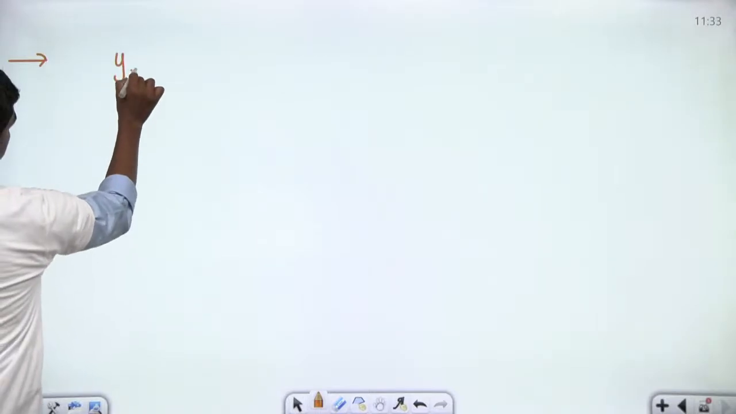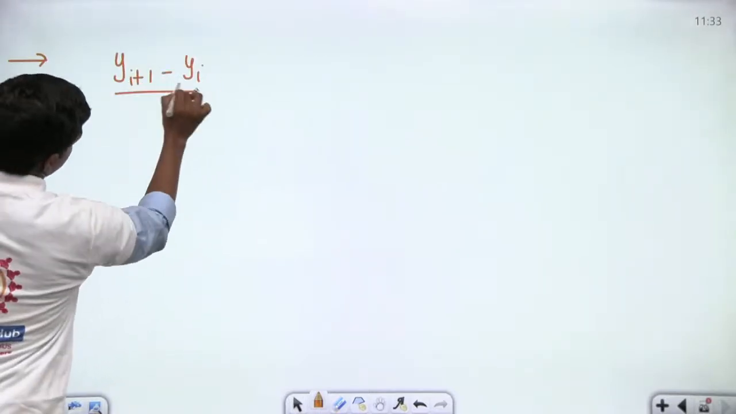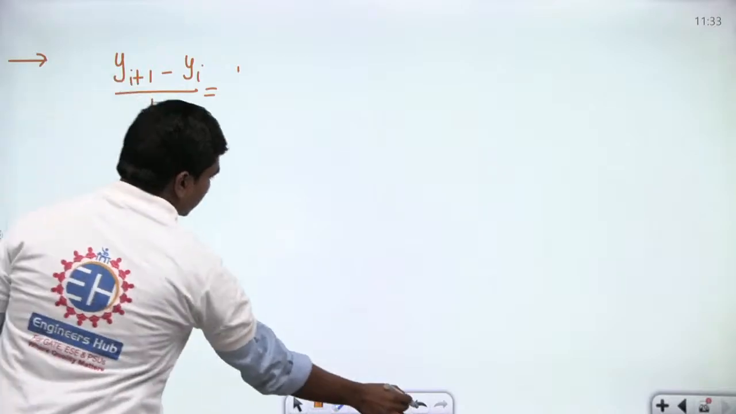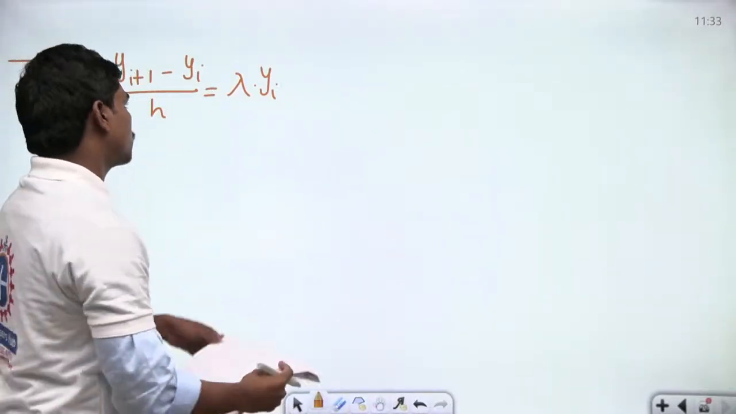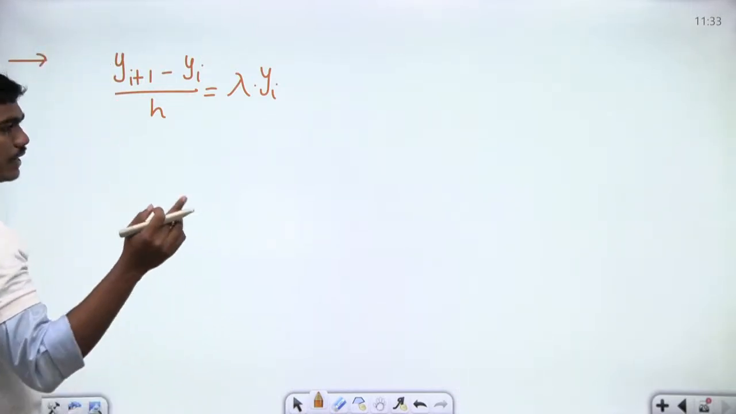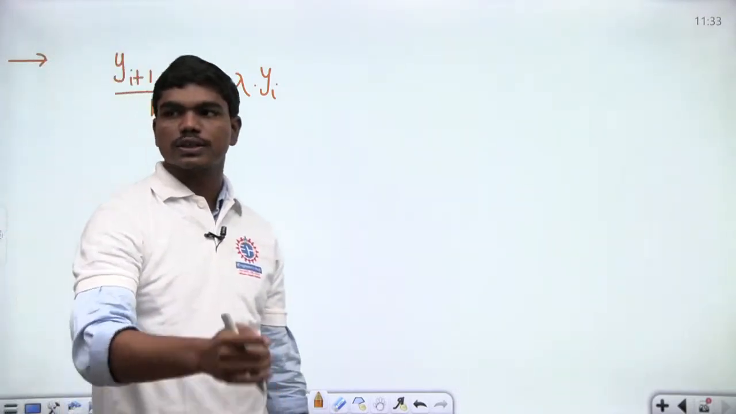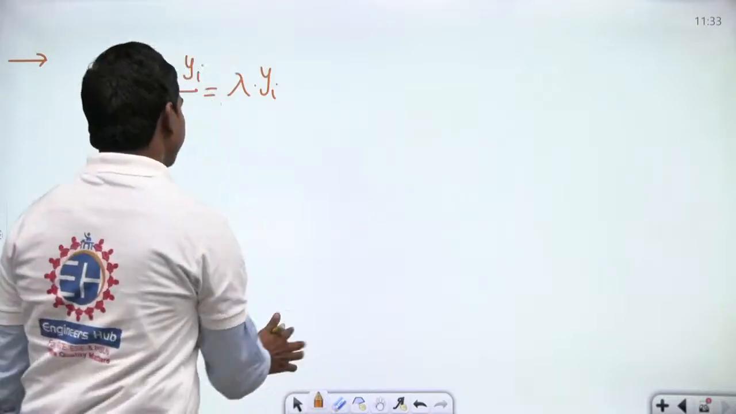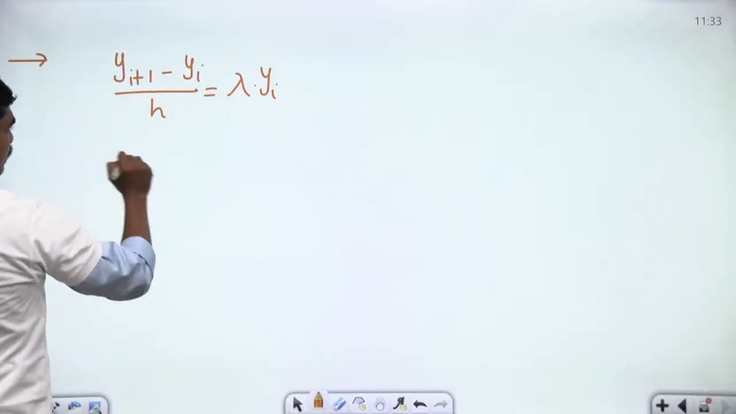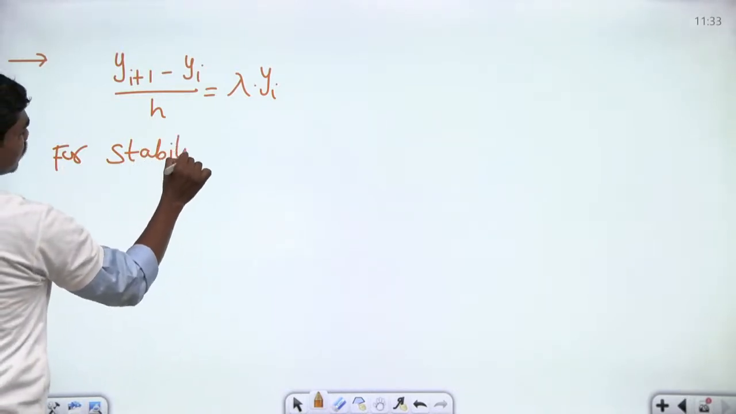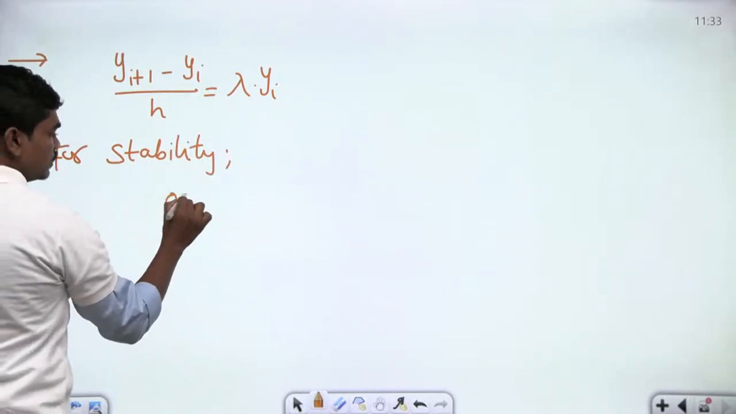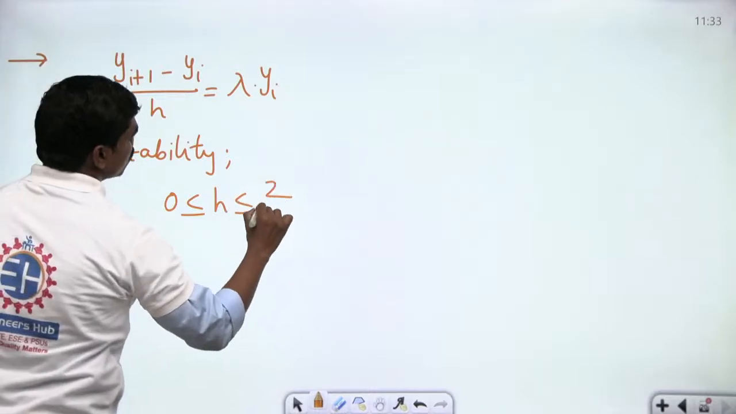Next, for the forward Euler's iteration scheme, the forward Euler's method is given by (y_{i+1} minus y_i) divided by h is equal to some lambda times y_i, or some function in terms of y and x, dy by dx. I told you clearly in the mathematics class, in the comprehensive course, and also in the PYQ series, in the numerical methods chapter: for stability of this method, the step size has to satisfy 0 less than or equal to h less than or equal to 2 by mod lambda.